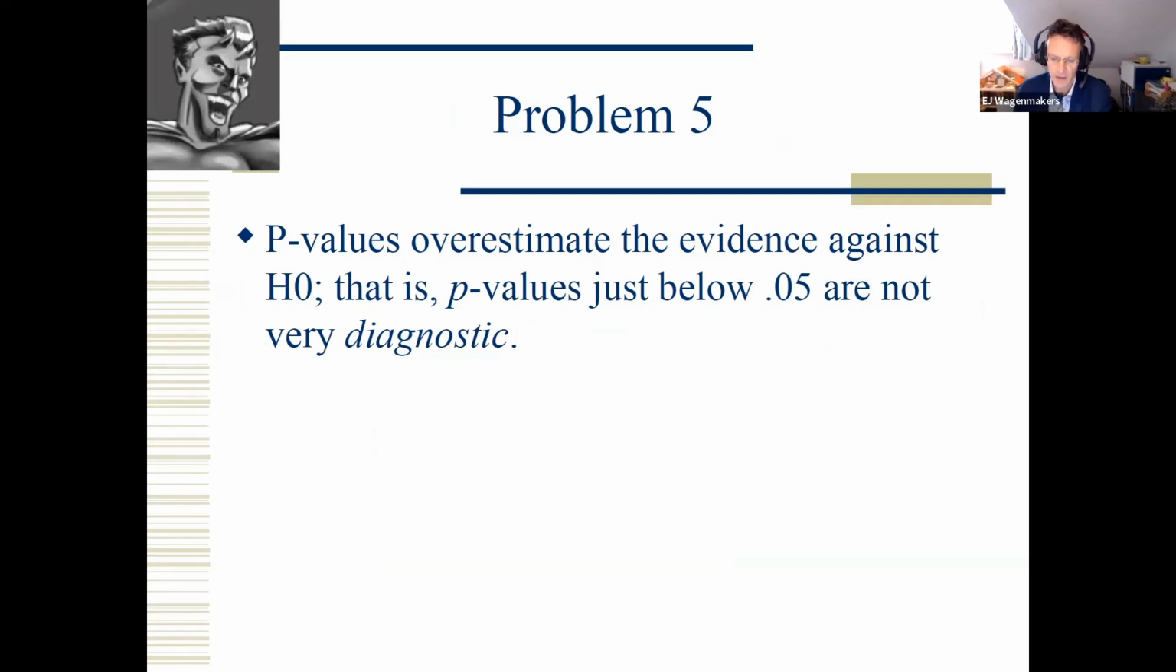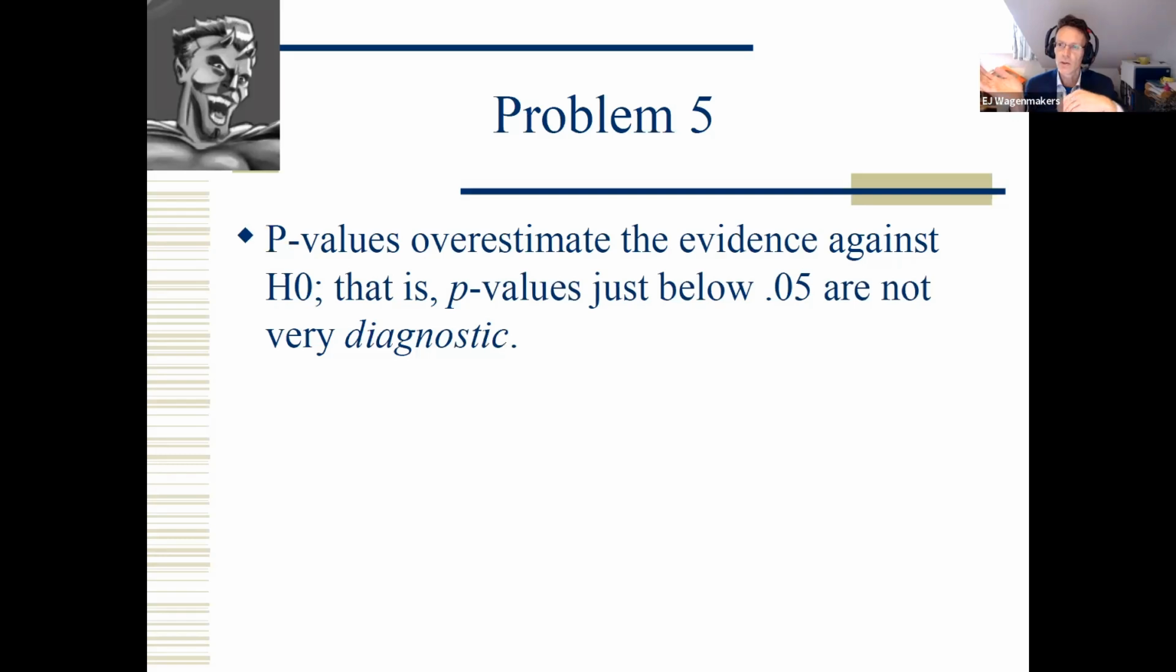P-values overestimate the evidence against the null. And this is a really important one. P-values just below 0.05 are not very diagnostic. And the reason for this, I'll give you the reason immediately and then I'll explain it in more detail. But the reason is p-values only look at what you can expect under the null hypothesis. Right? So it looks at one side of the coin, really.